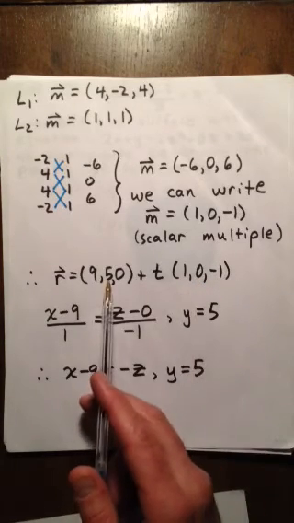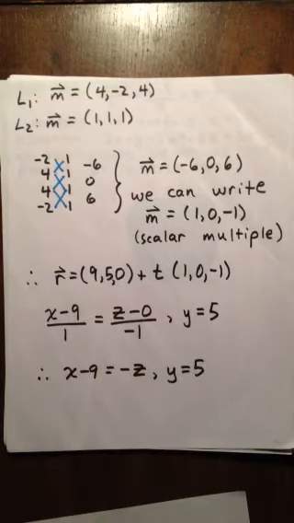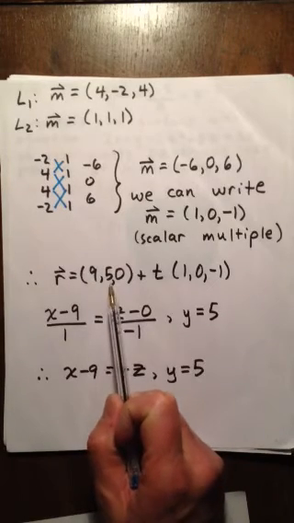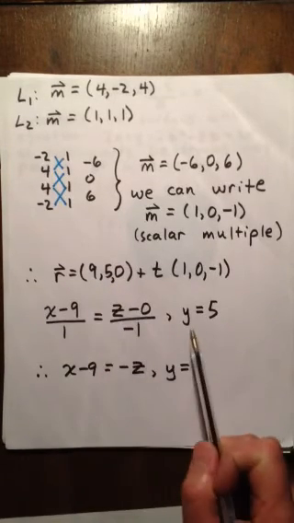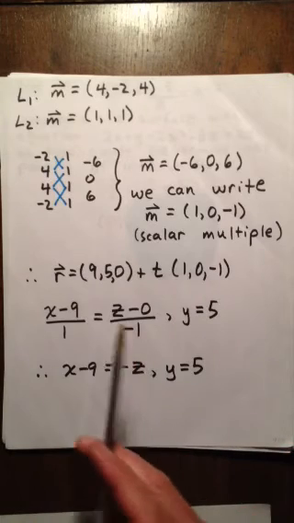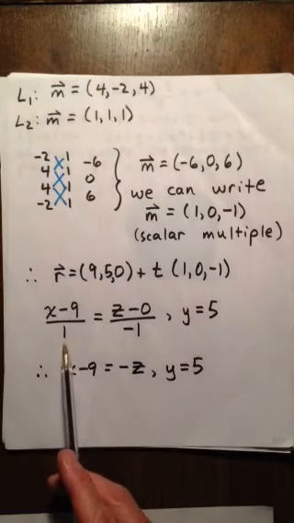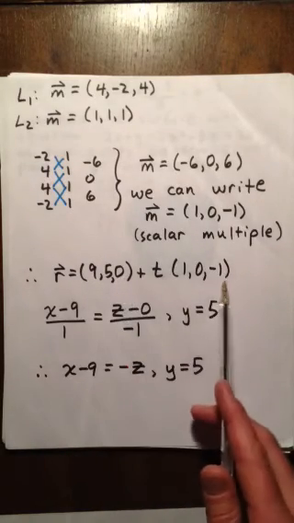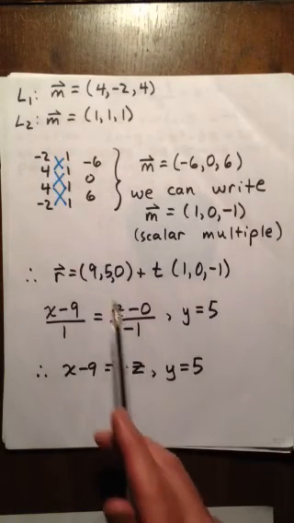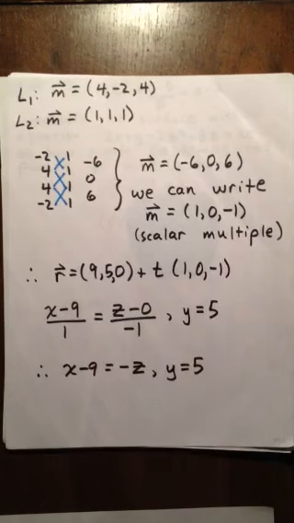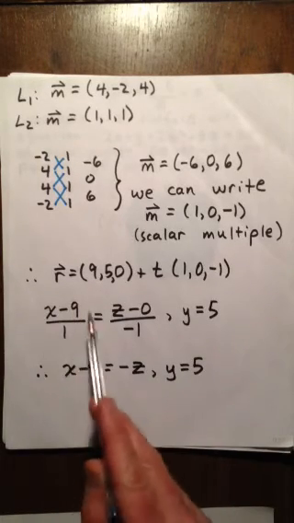We can't say (y - 5)/0 because you cannot have a denominator of 0. So what we're forced to do is say y will always equal 5 off to the side. So to recap, we say (x - 9)/1 equals (z - 0)/-1, and y is equal to 5. Now, we want to reduce this a little bit.